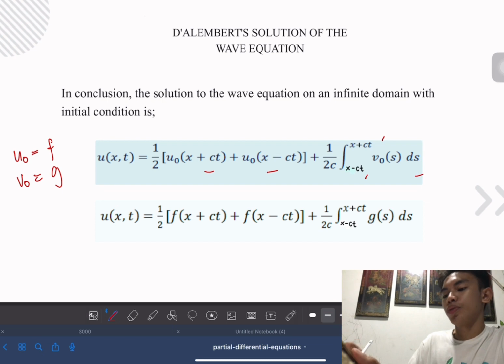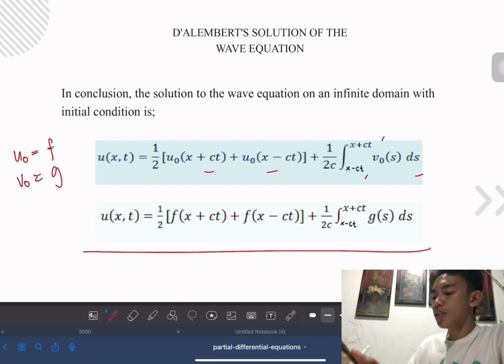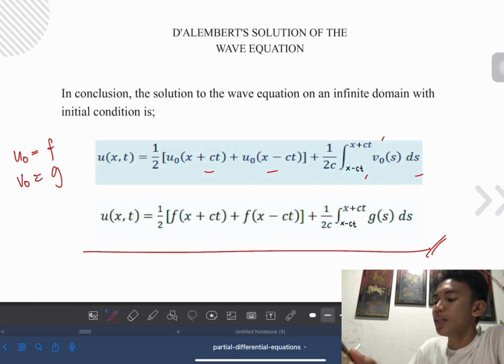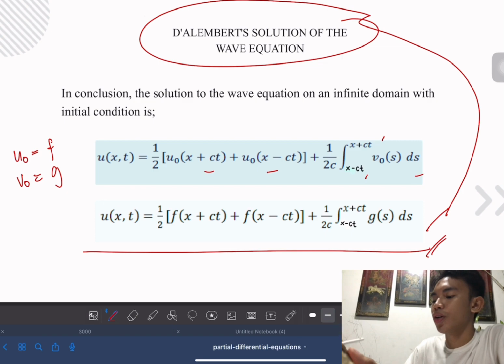So to change this equation, u of x, t is equal to 1 half of f of x plus ct plus f of x minus ct plus 1 over 2c times the integral of g of s ds evaluated from x minus ct to x plus ct. And this equation is what we call the D'Alembert's solution of the wave equation.